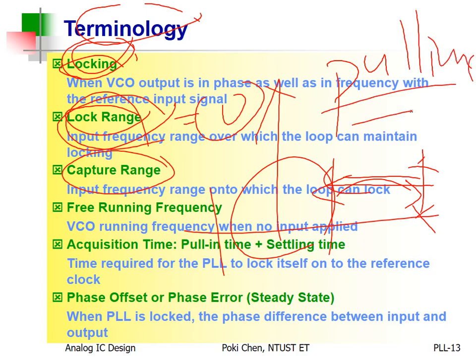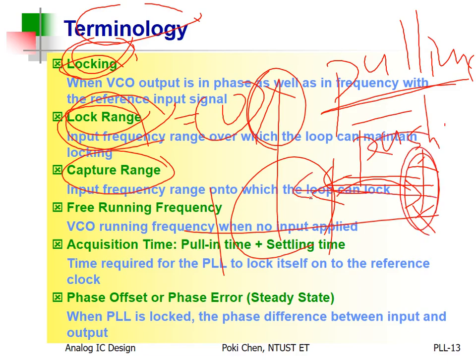Pulling or pushing, I don't care. From the viewpoint of the input, I just pull the output into my lock range, then lock it, right? Yeah. So active or passive, 主动或被动. Actively we call it pulling. Passively we call it pushing. When you're pushing the output frequency into the lock range of your input, that's it.